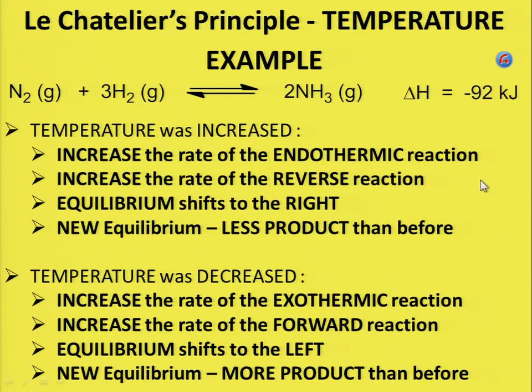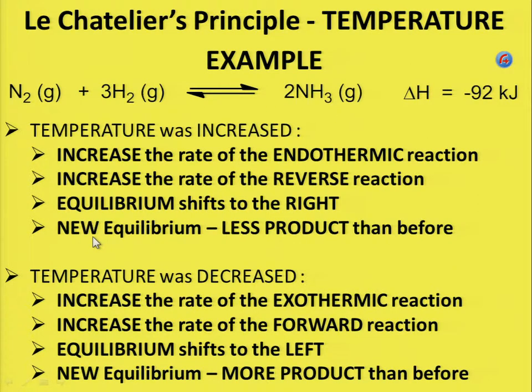This is very important. For example, in this reaction mixture, they give delta H is minus 92 kilojoules. The value that they give for delta H is always for the forward reaction. So the forward reaction is exothermic. When the temperature was increased, that would increase the rate of the endothermic reaction. Therefore, it would increase the rate of the reverse reaction. Therefore, the equilibrium will shift to the left.